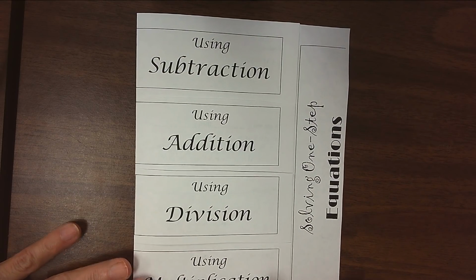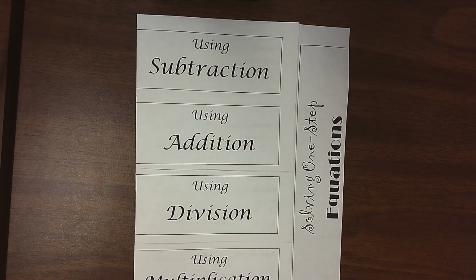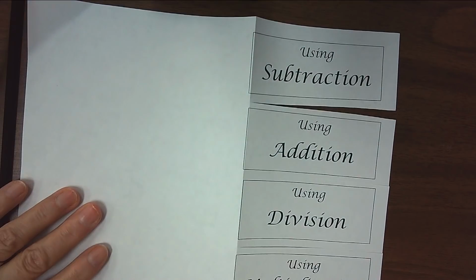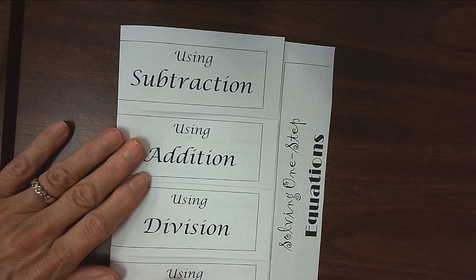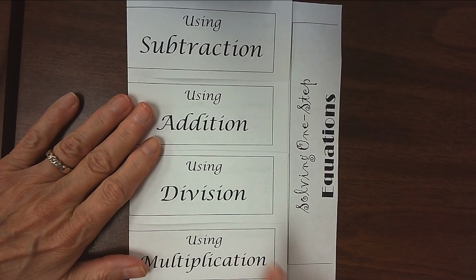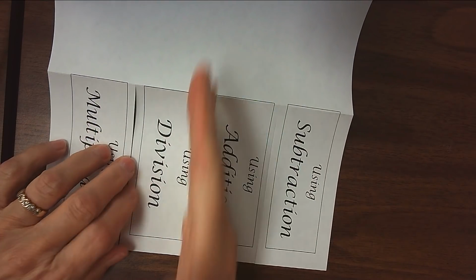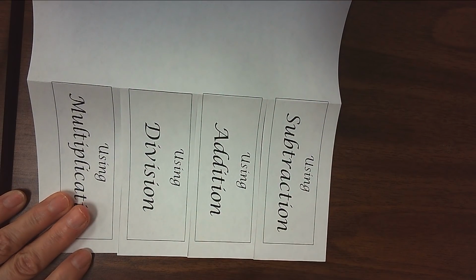Hey everyone, so today we're going to learn how to solve one-step equations, which is one of my favorite things to do in algebra. So you should have notes that look like this when you got them, and you're going to fold them right along the edge here so that you have a sheet that looks like this, and you're going to cut right up to that fold. So if you open this up, you're going to cut right up to that fold underneath each one of these rectangles so that you have a fold, a flap for using subtraction, a flap for using addition, and so on. So once you get that done, then go ahead with the video.